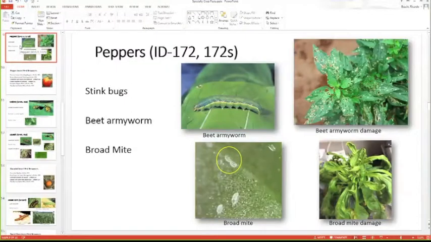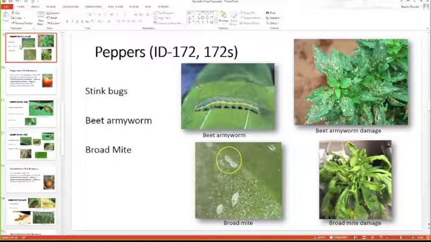So the next group I have would be peppers. Peppers are a very common crop here in Kentucky. Again, the stink bugs that I mentioned earlier are probably our number one pest of peppers. Number two would be the beet armyworm. We see that in some years. It is a sporadic pest, but when it does show up, it's a very, very serious pest and can build to very high numbers pretty quickly.